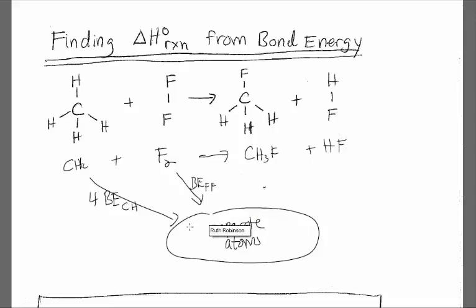So now if we're going to go from these separate atoms to the products, we have to form bonds. So the energy of going from separate atoms to CH3F, you're going to form 3 CH bonds and 1 CF bond. So that one is going to be the opposite of the bond energy. We have to say the negative of the bond energy, because the bond energy is for breaking.